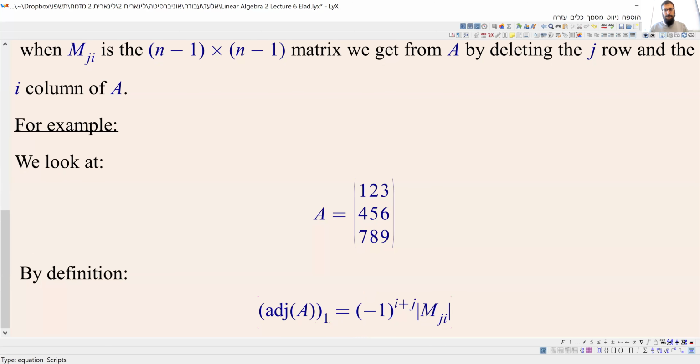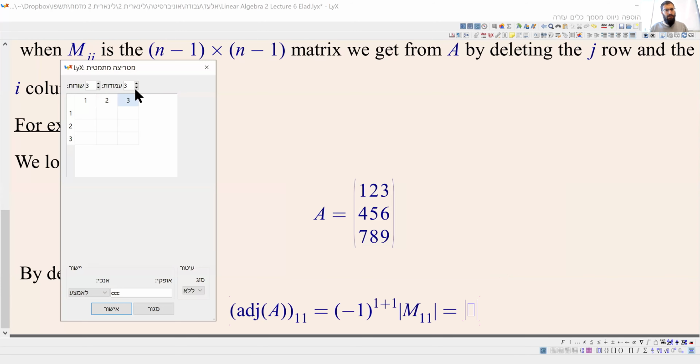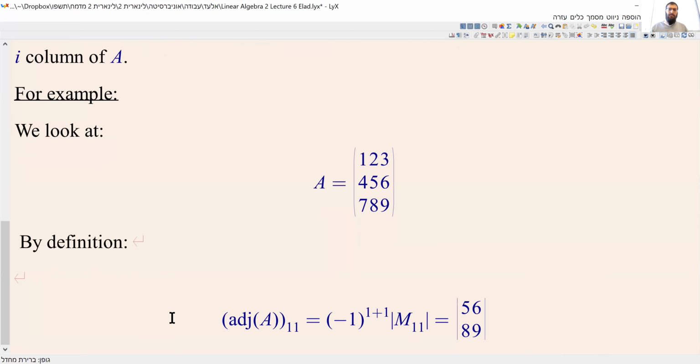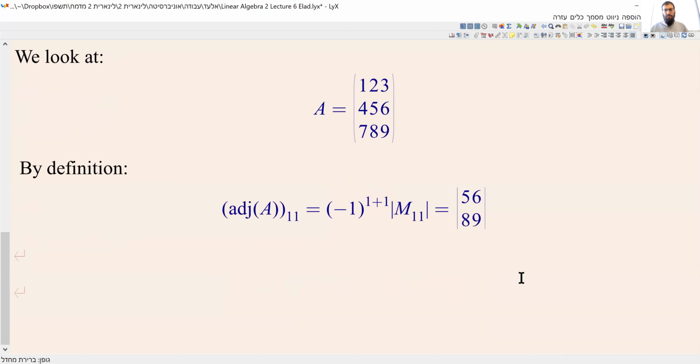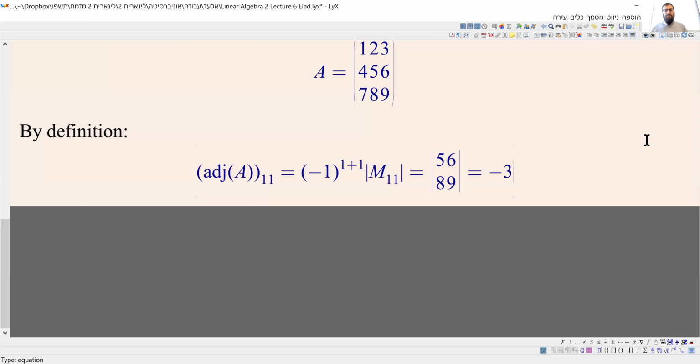Okay, the 1, 1 element is minus 1 to the power of 2, and the minor 1, 1, which is the minor 5, 6, 8, 9, deleting the first row and the first column. And here we have 45 minus 48, which is minus 3. I got it right.